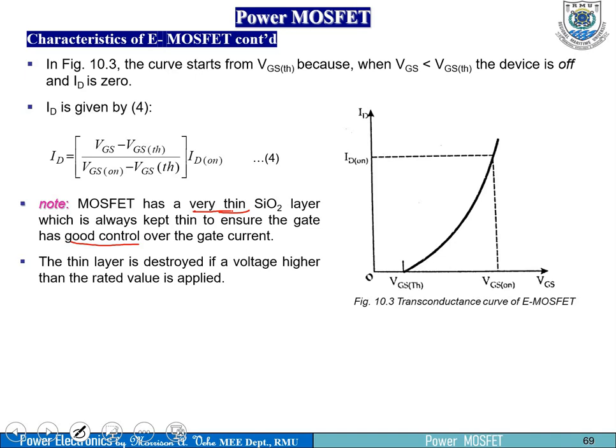The thin layer is destroyed if a higher voltage than the rated value is applied. So make sure you don't apply a higher voltage than the rated value. So that's what is happening. All right.